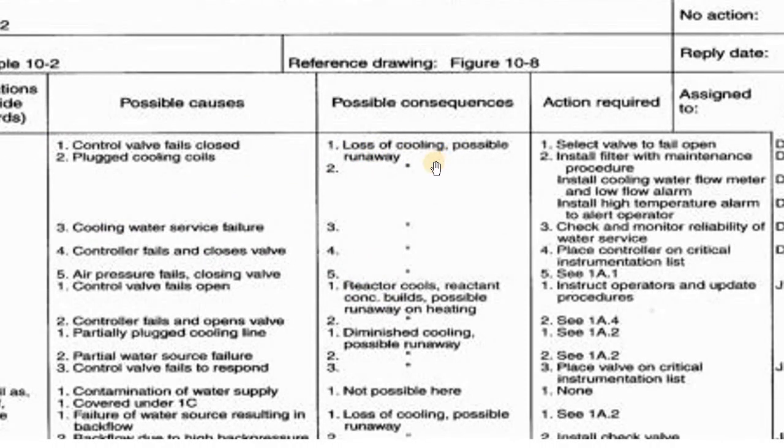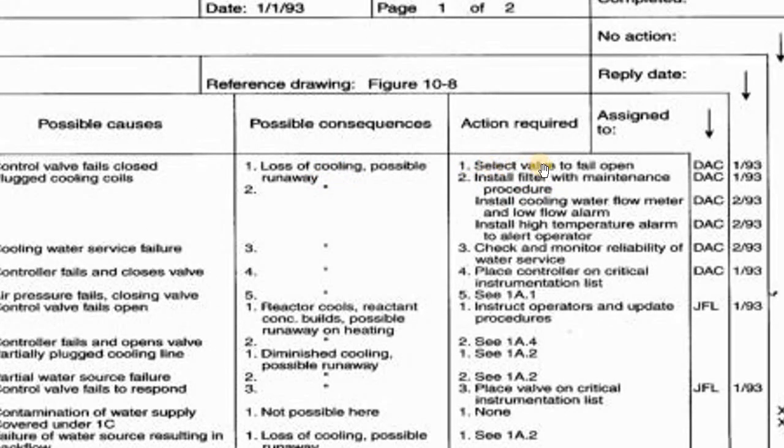And then you're going to put the consequences. If the control valve closed and there's no cooling, so I have no cooling, possible runaway reaction where you have high heat going up. So what are you going to do? You're going to select the valve to fail open, and that's what I said, you need to select the valve to have it fail open, not closing. And you're going to put a filter maintenance procedure and so on. Okay, who is going to do it? These people are going to do it. When are they going to do it? They're going to do it on this date.